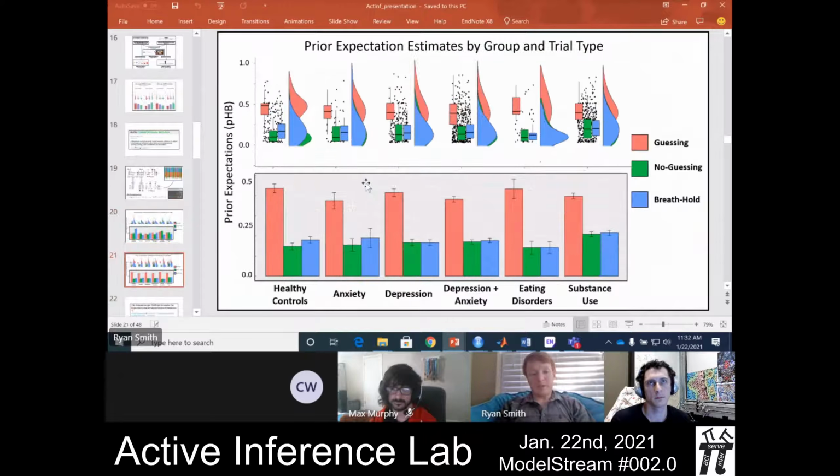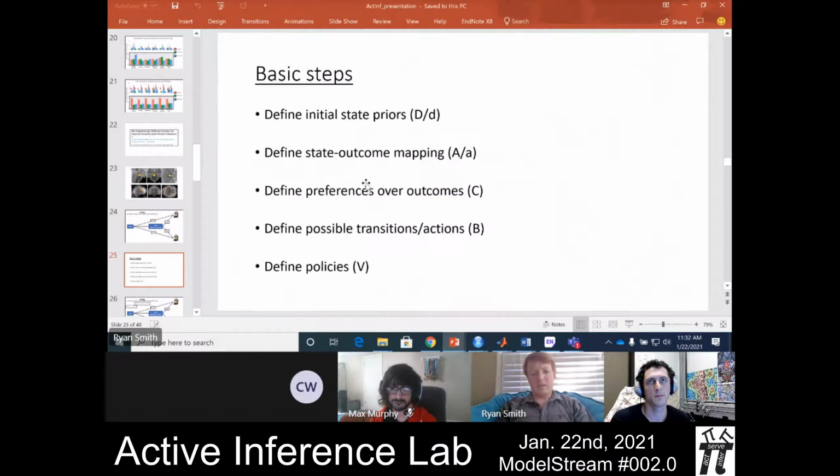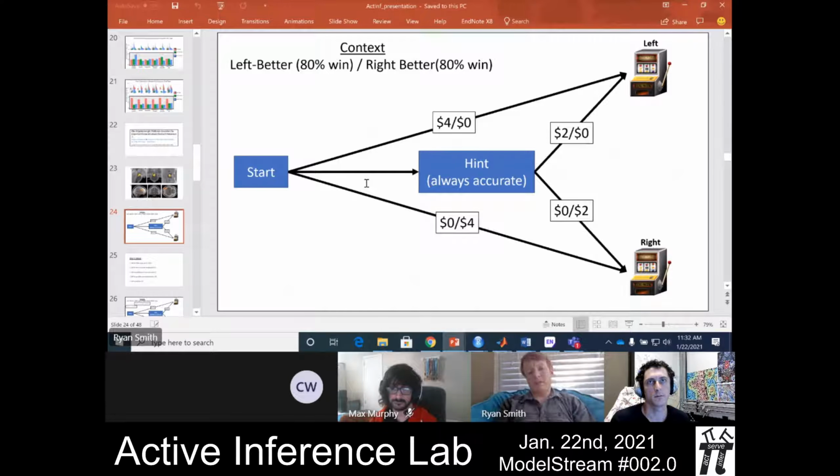So I'm not going to re-go in, but the task that we're modeling is one that's designed to be really simple, but that also kind of showcases the major important elements of active inference models.